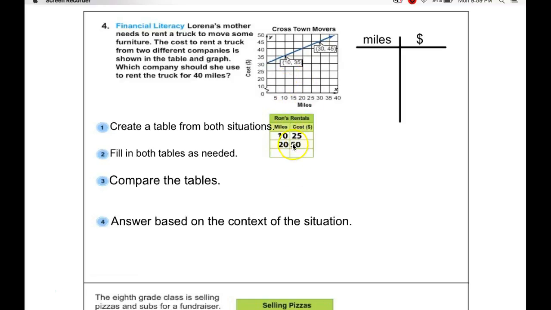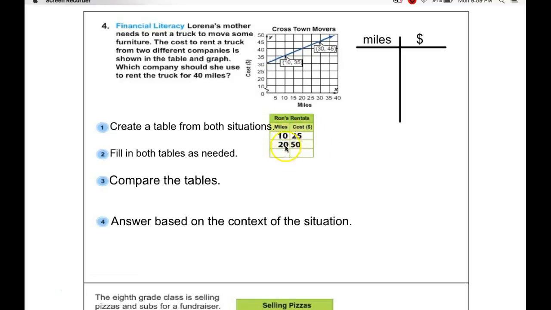When you have a table and a graph, you either need to turn this table into a graph, which is probably going to take quite a bit more time, or we can turn this graph into a table, which I've started to do over here. And as long as we're comparing the same things, it's a little bit easier to see what's going to happen. So the first thing we need to do is create a table from both situations. This one has already started for us, so we're just going to continue.